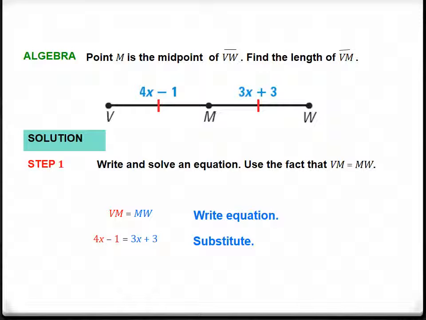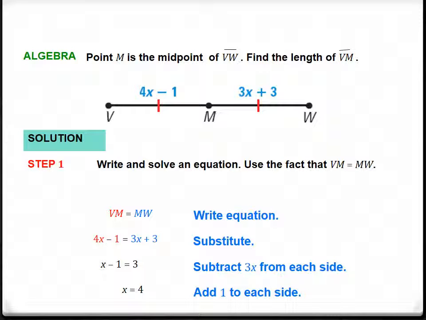Now I like to subtract my variables first. So I'm going to subtract 3x from each side. I end up with x minus 1 equals 3. Now we're going to add 1 to each side, and we get x equals 4.